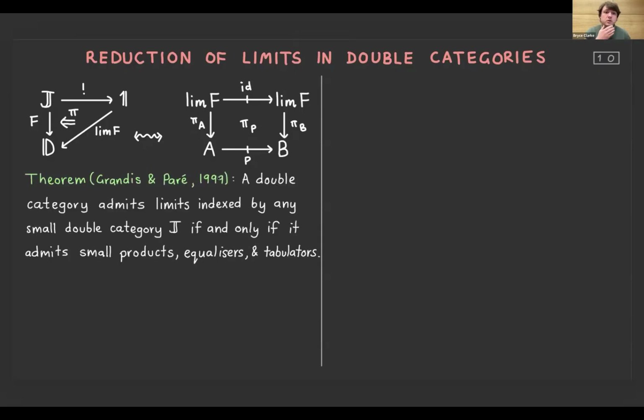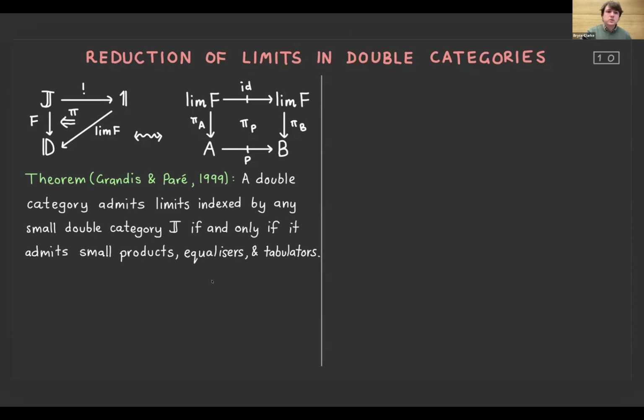But we have this nice theorem of Grandis and Paré, which is that a double category admits all limits indexed by any small double category J, for instance, if and only if it admits small products, small equalisers, and tabulators.